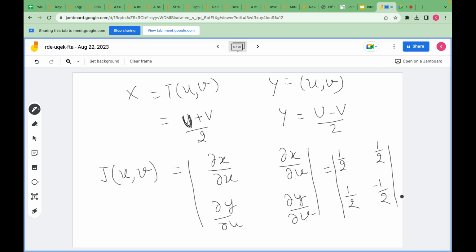Ma'am, how did you write it as (u plus v) by 2? So u is x plus y, v is x minus y. So when we add these two terms, yes.